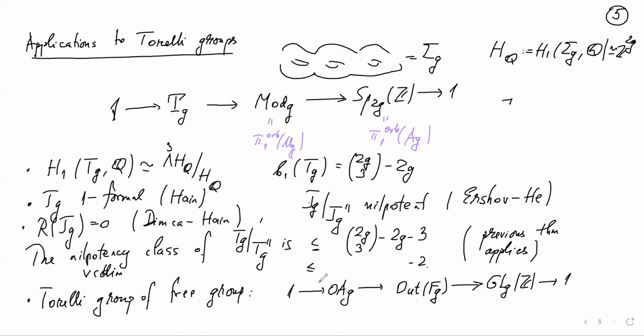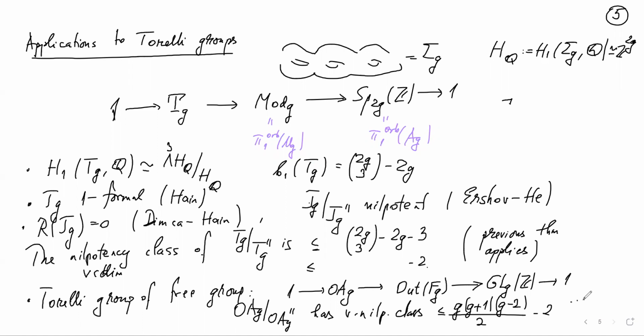Then you get a similar result: that OA_g divided by OA_g double prime has a virtual nilpotency class. Virtual nilpotency class means the nilpotency class of any finite-order torsion-free subgroup. The virtual nilpotency class is less than the Betti number of this, which has been computed by Kawazumi and Andreadakis. I don't remember exactly, but it's certainly known, this quantity. These are mentioned in this paper; in 2018-19 we put out two papers with Aprodu, Papadima, and the others, and one is entirely devoted to topological applications.